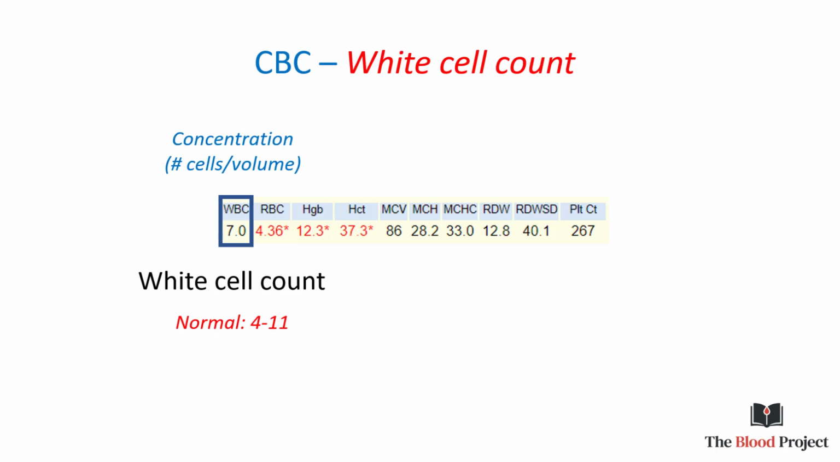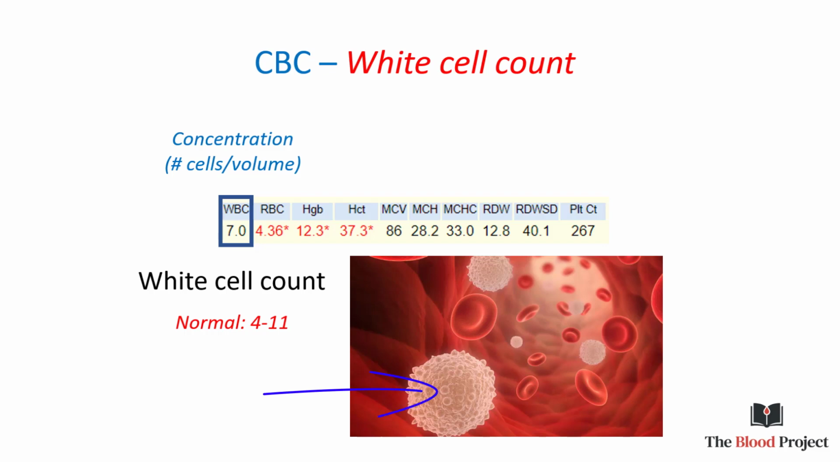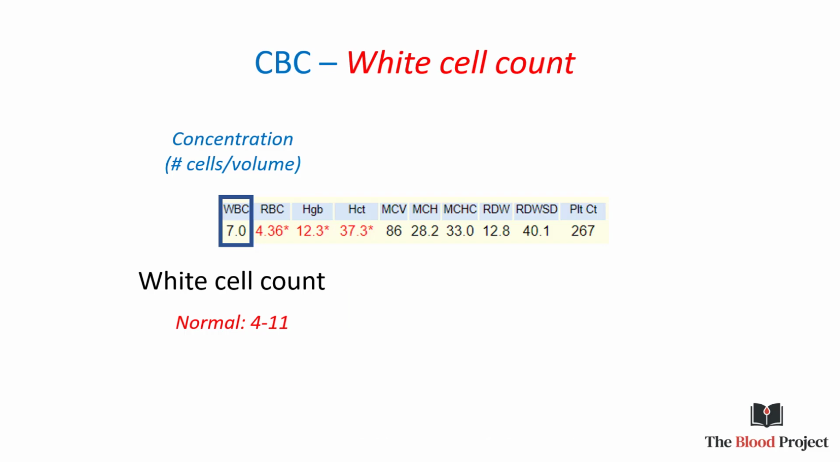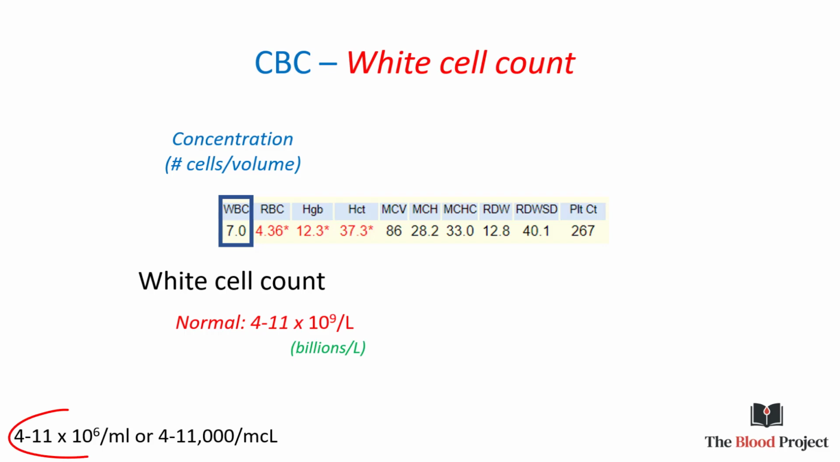Let's return to the CBC as we recognize it. The white cell count represents the total concentration of all circulating leukocytes in the blood. A normal count in adults is between 4 and 11. 4 and 11 what? Well, some of us might say 4 to 11 million per milliliter of blood, or 4 to 11,000 per microliter. But if we go with SI units, we would say 4 to 11 times 10 to the 9th per liter, that is 4 to 11 billion white cells per liter of blood.